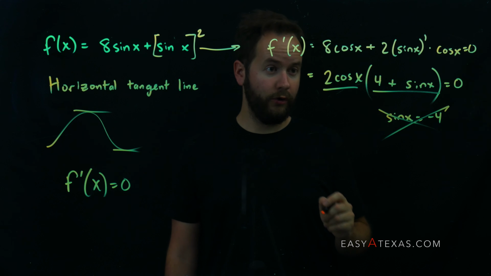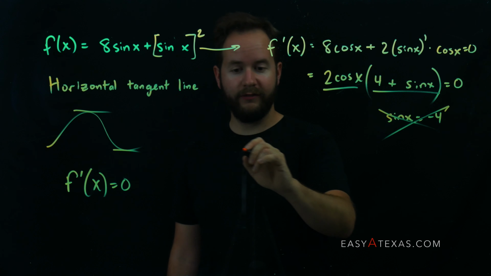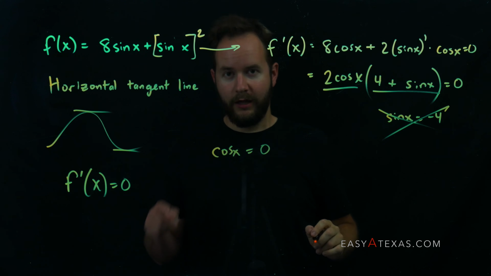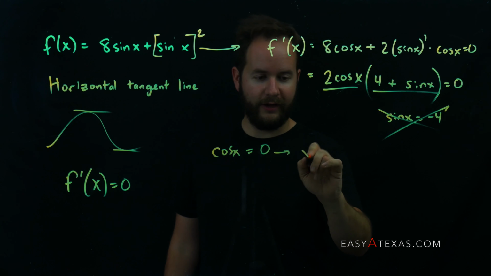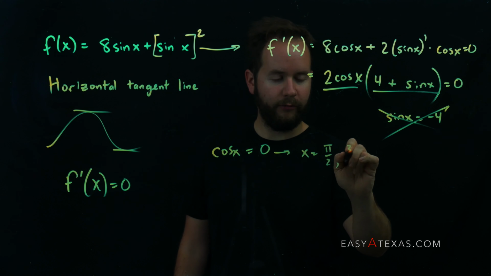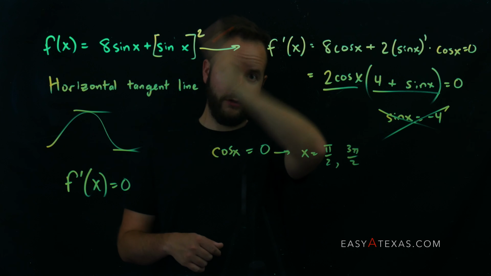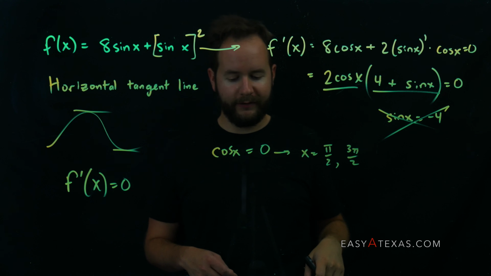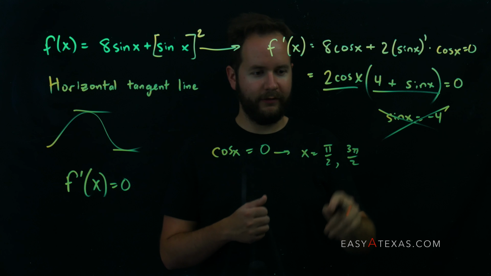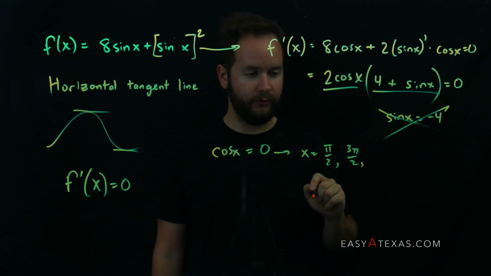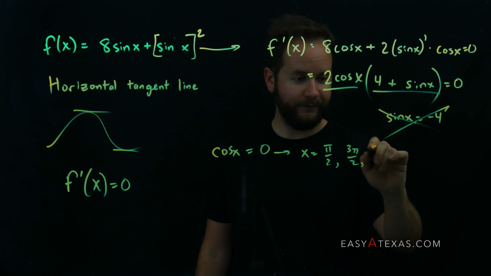However, 2 cosine of x will give us some solutions. When is 2 cosine of x, or when is just cosine of x equal to 0? If you know your unit circle, you'll know that occurs at x equals pi over 2 and 3 pi over 2. At least that's your standard unit circle from 0 all the way around to 2 pi. But the problem with that is there's probably a bit more, right? We know we can keep going around the unit circle. So the next one that you could get is 5 pi over 2.